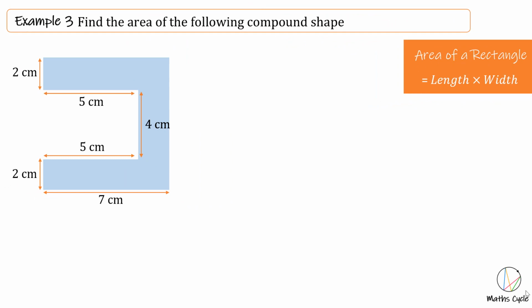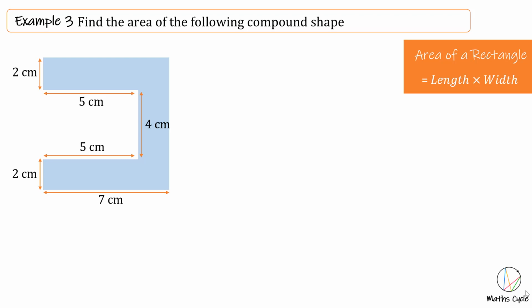Now example 3, find the area of the following compound shape. So you might look at this shape and see 3 rectangles all joined together to make a backward C. Or maybe you see it as one big rectangle with a little rectangle cut out from the side. So what we're going to do is focus on the second option there.